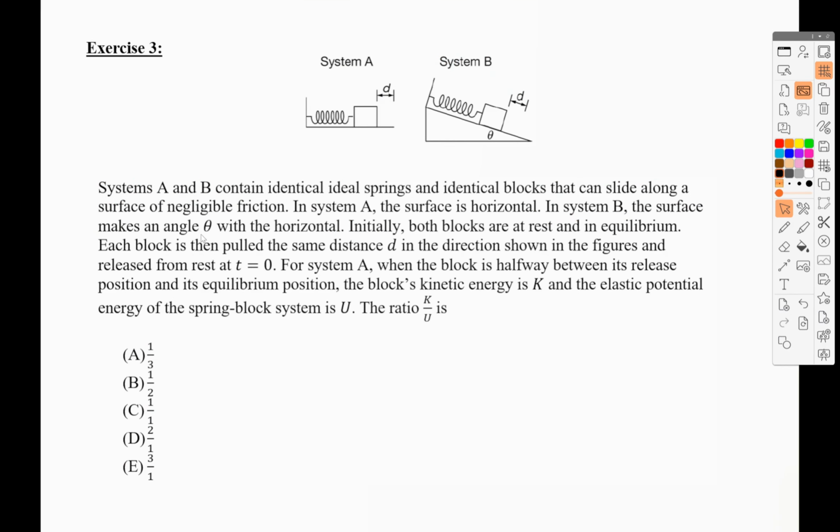Now systems A and B contain identical springs and identical blocks that can slide along a surface of negligible friction. In system A, the surface is horizontal. In system B, the surface makes an angle θ with the horizontal. Initially both blocks are at rest and in equilibrium. Each block is then pulled the same distance d in the direction shown in the figures and released from rest at t equals 0.